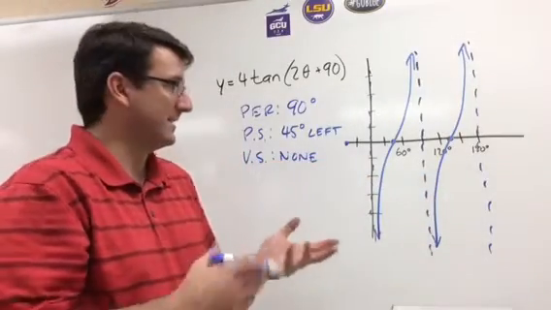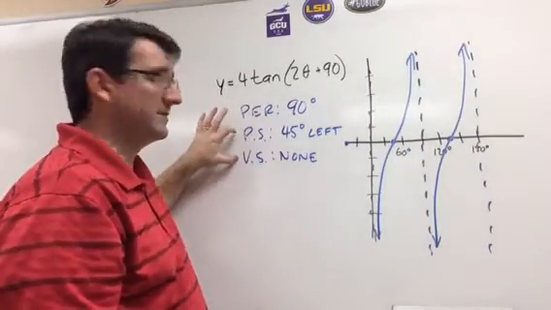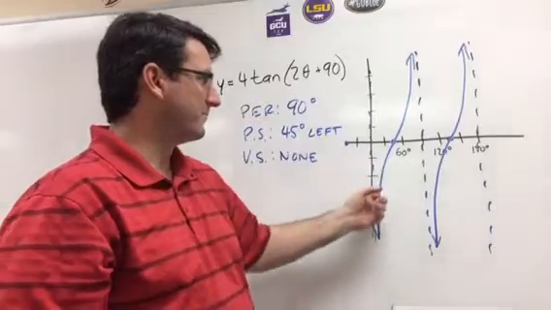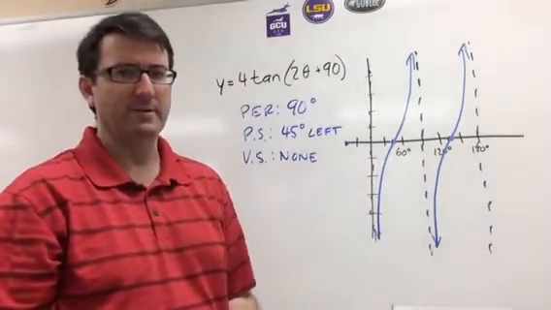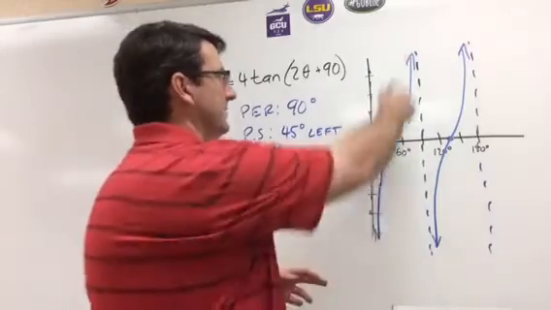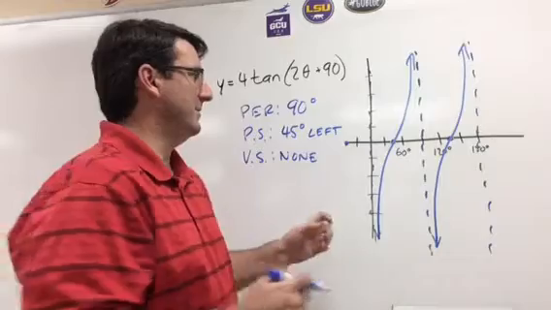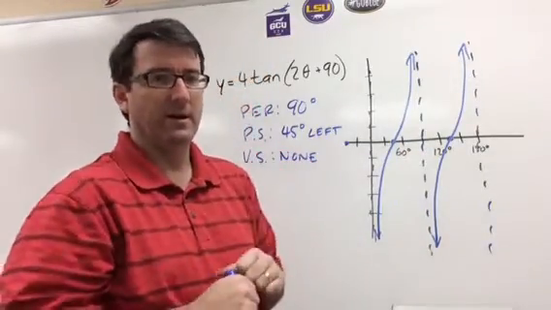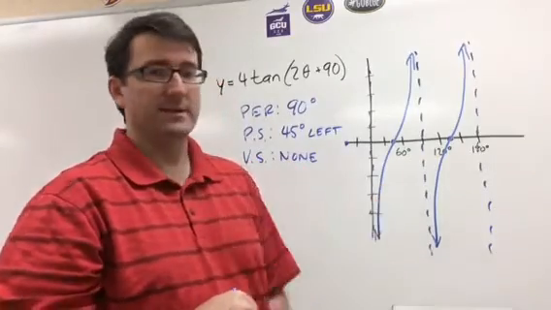So for the test, the things that I'm going to be looking for the most is that you've got the period, the vertical shift, and the phase shift correct, and that you graphed these asymptotes in the right place. And of course that you've got the tangent function going in the right direction. But I'm not going to be terribly concerned with how skinny or how squiggly these tangent lines are going to be.